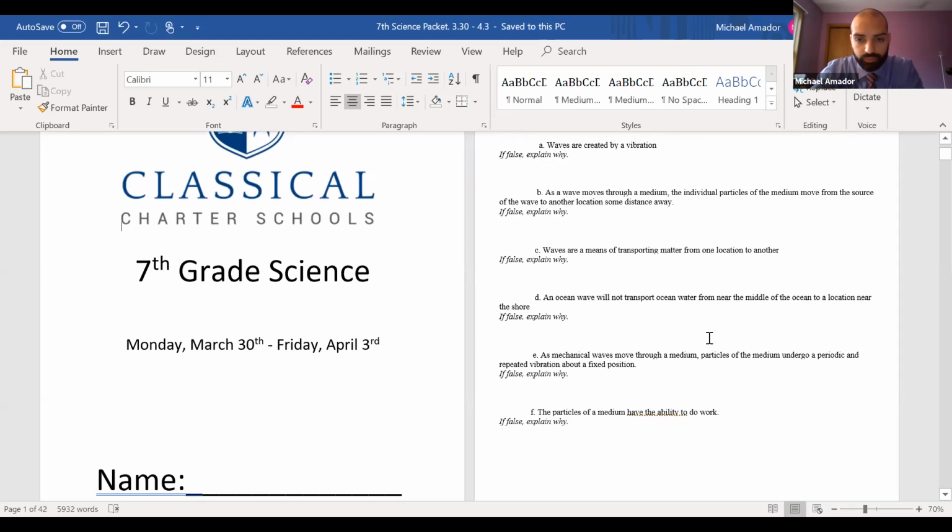And finally, the particles of a medium have the ability to do work. Do the particles in the medium have the ability to do work? Bailey, why do you say no? Wait, hold on. I don't know, because don't they just move, then move back? But they're being pushed by something. So if I had pushed this water bottle, I don't know if it has worked, because I'm doing the work on it. I'm the thing that's making it move.